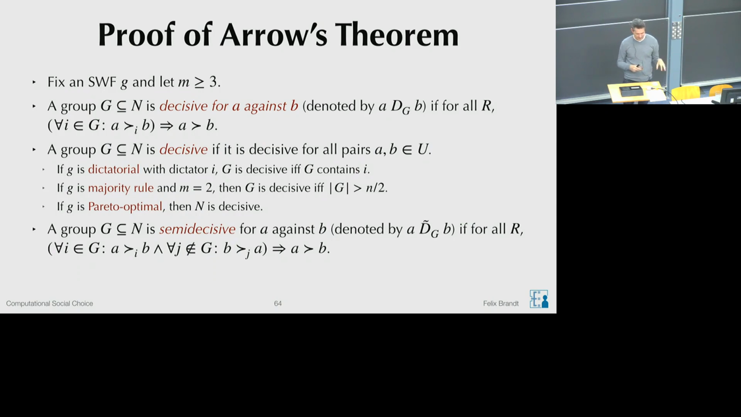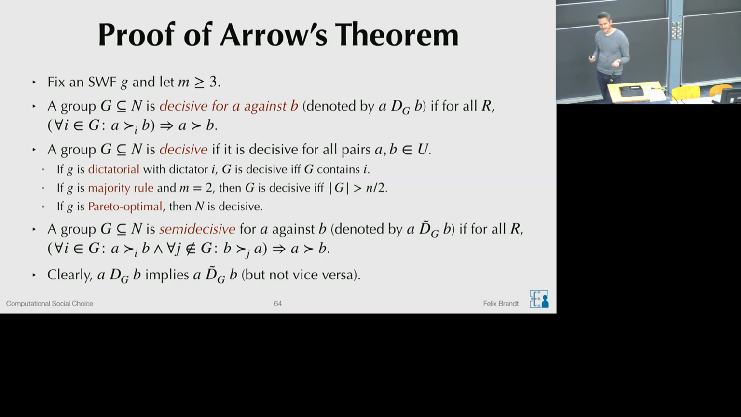Okay, so the decisive group has complete power over the collective preference over two alternatives, and it's impossible that two disjoint sets have complete power. So far these are just definitions, but these will be essential for proving the theorem. And obviously, if for some pair of alternatives a group G is decisive for A against B, then it is also semi-decisive, right? The notion of decisiveness is stronger because decisive means no matter what the preferences of everybody else, whereas semi-decisive means even if the preferences of all the other voters are exactly the opposite of the ones that we have in G.